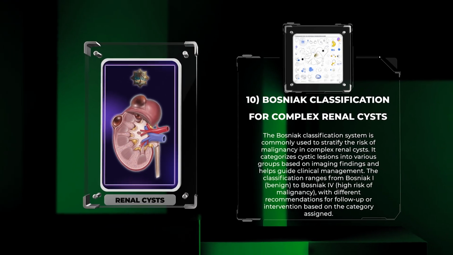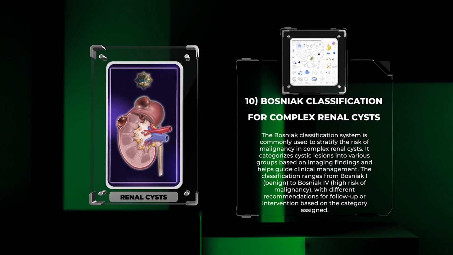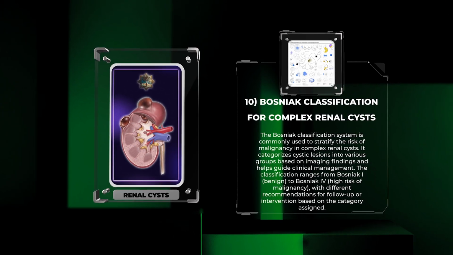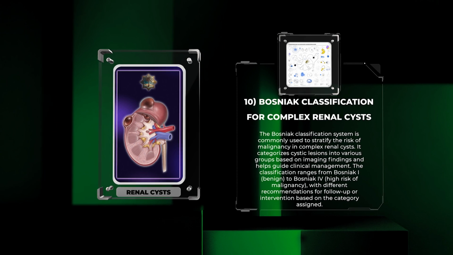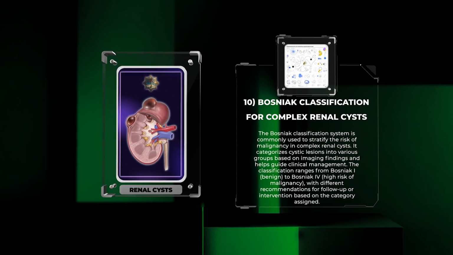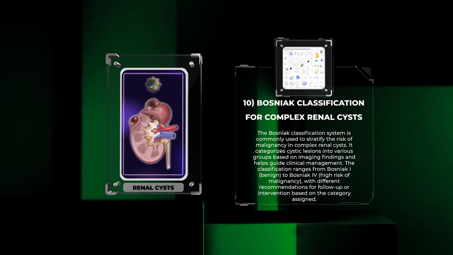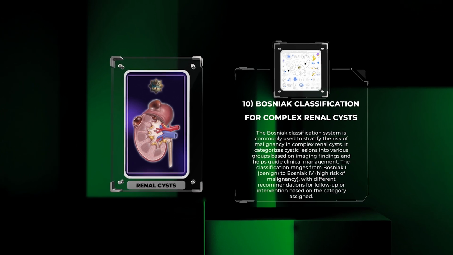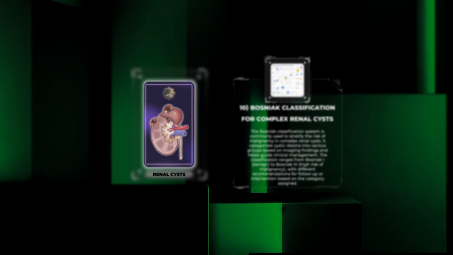It categorizes cystic lesions into various groups based on imaging findings and helps guide clinical management. The classification ranges from Bosniak I, benign, to Bosniak IV, high risk of malignancy, with different recommendations for follow-up or intervention based on the category assigned.